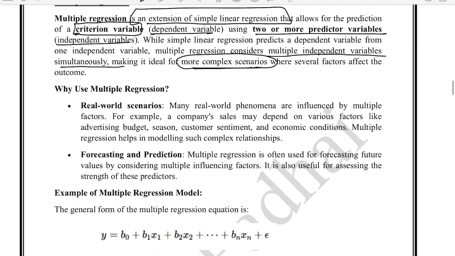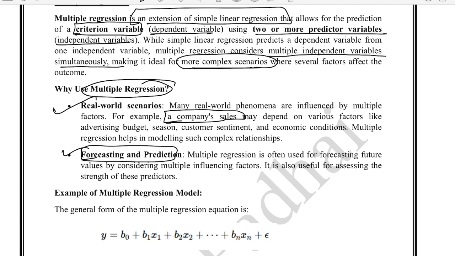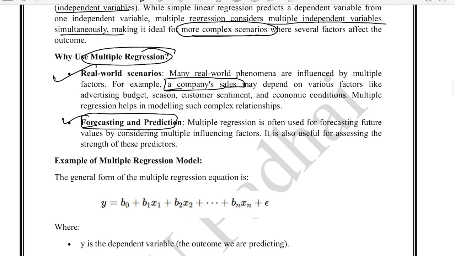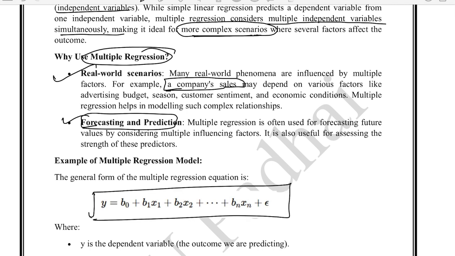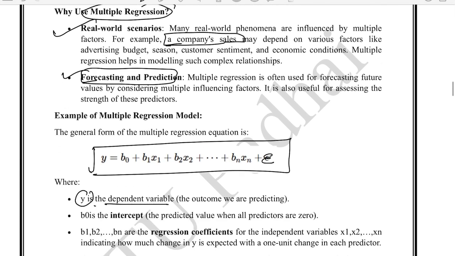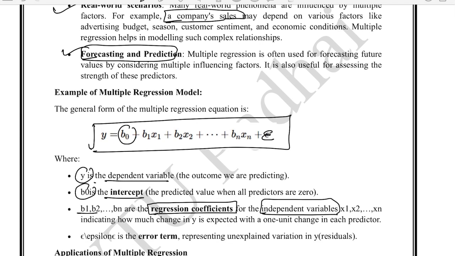So what are the real world applications or the use cases of multiple regression? First is real world scenarios where you are seeing the company sales and predicting an outcome. Next is forecasting and prediction, that is nothing but your weather forecast. What is the general formula for this? Y equal to b naught plus b1 x1 plus b2 x2 up to bn xn plus epsilon. Y is nothing but the dependent variable, b naught is nothing but the intercept, b1, b2 up to bn are the regression coefficients for the independent variables, and epsilon is nothing but the error term.